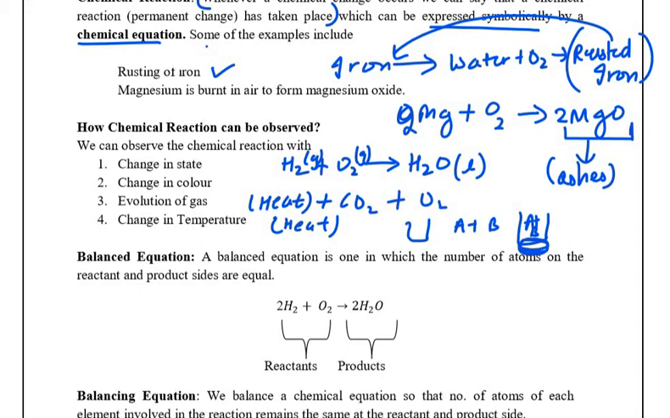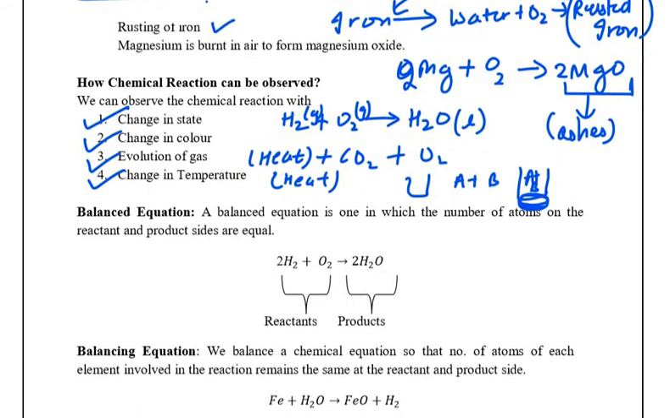So we can observe a chemical reaction with the help of change in state. Second is change in color. Third is evolution of gas. Fourth is change in temperature. Now the next is balanced equation.